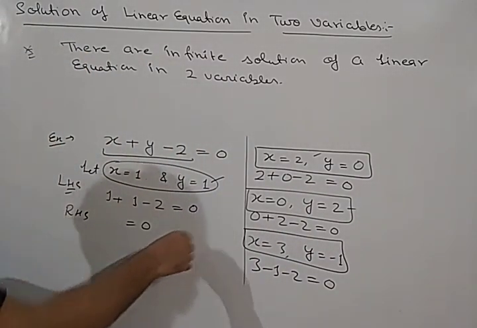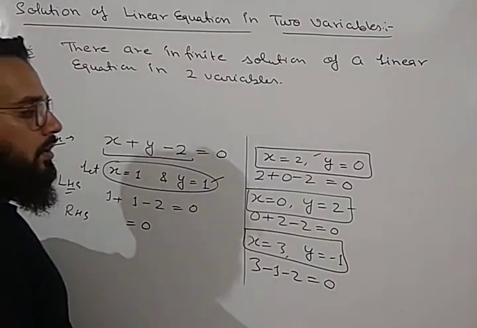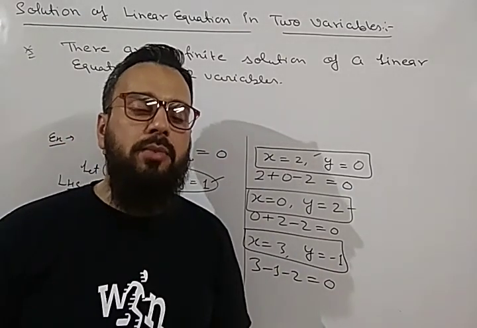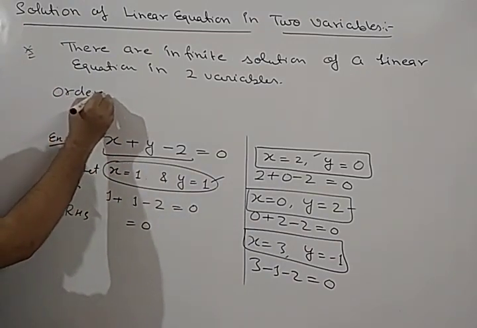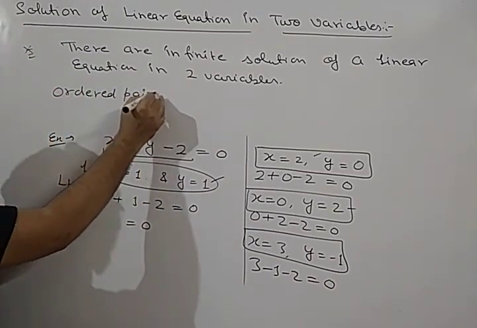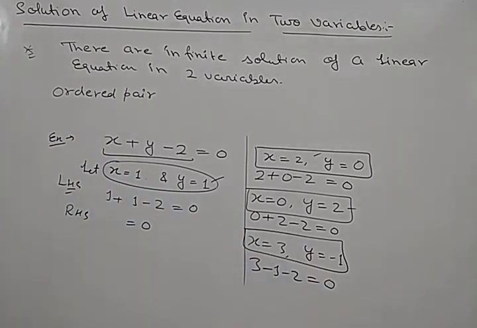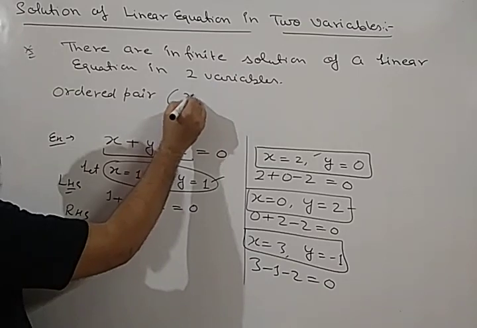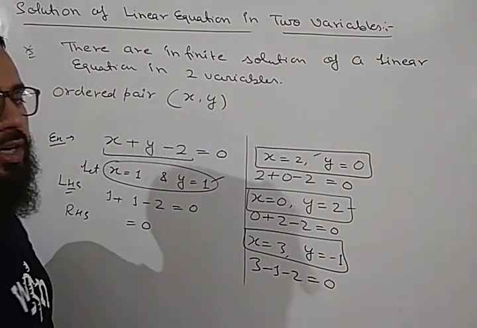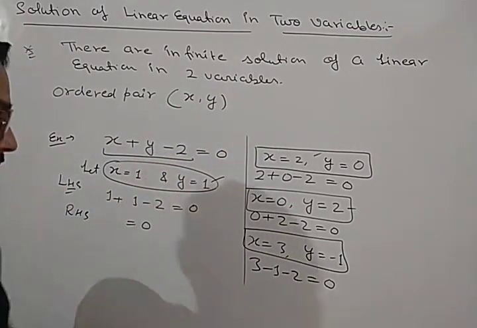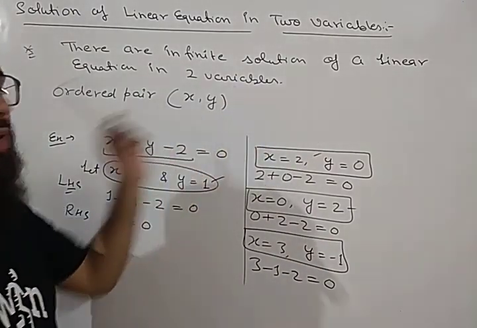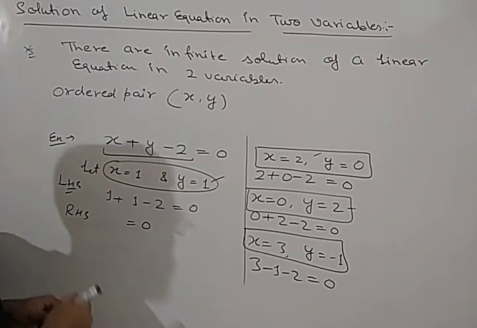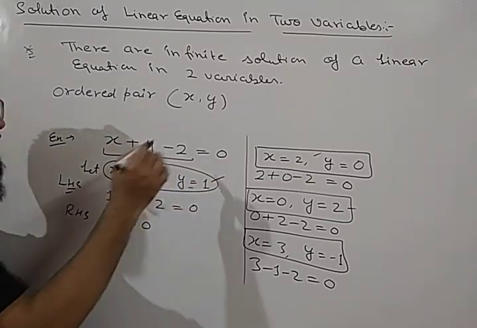Now, as we have discussed in our coordinate geometry, we have studied about ordered pair. What is an ordered pair? These are the values of x and y coordinate. Okay, so you can see here in this linear equation in two variables, there are two variables x and y. So we can take x coordinate and y coordinate.